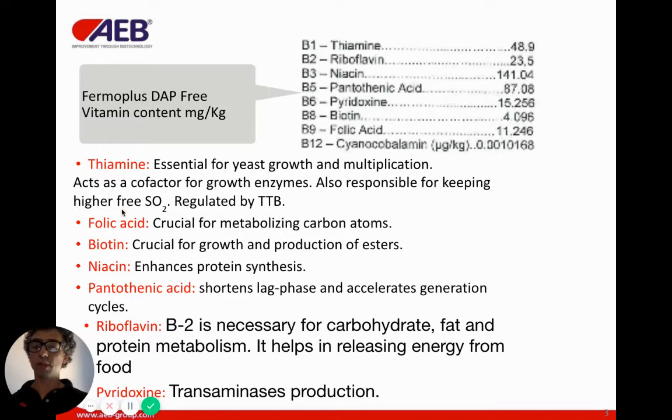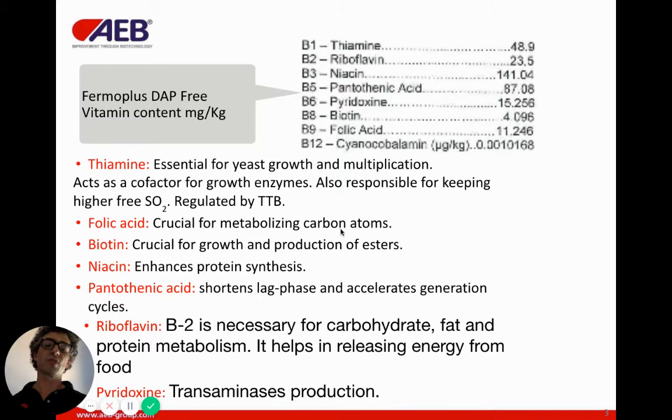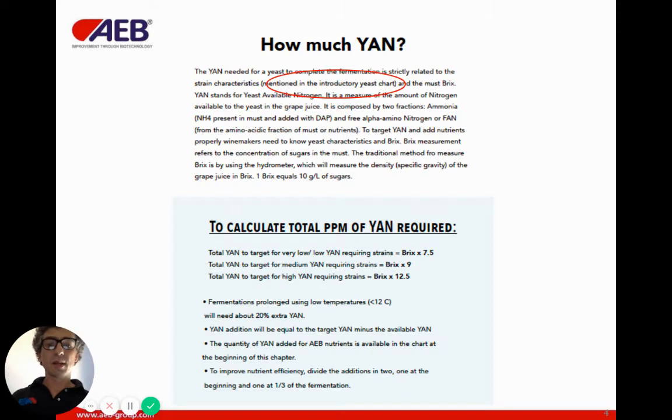Also, in this nutrient, you get all the other vitamins from the B range, the B2, B3, B5, B6, B8, B9, B12. A very interesting one is the pyridoxine here last in the list because it's used for transaminases, and transaminases are cofactors that you need during the synthesis of different amino acids and esters for the aromatics.